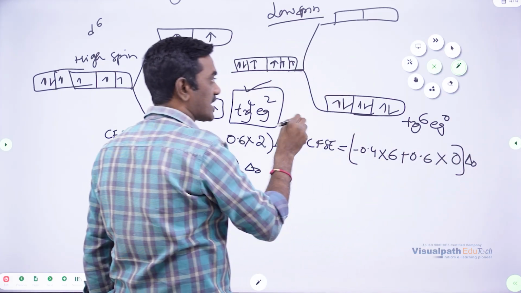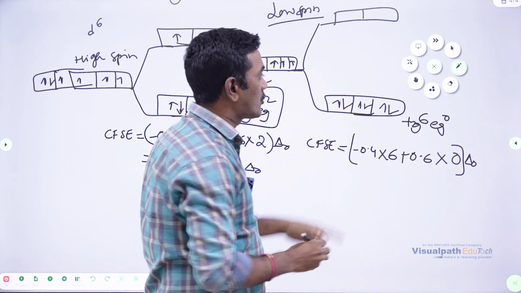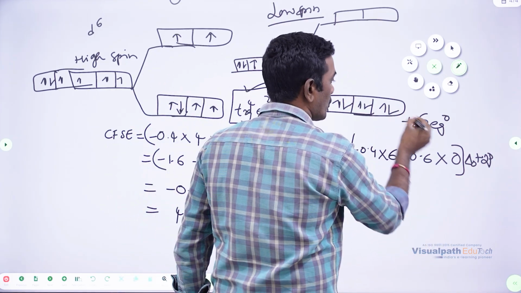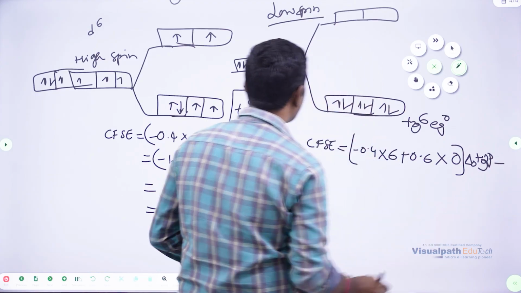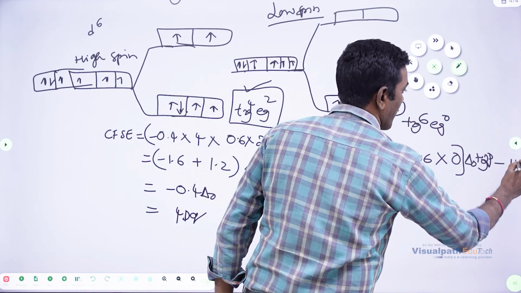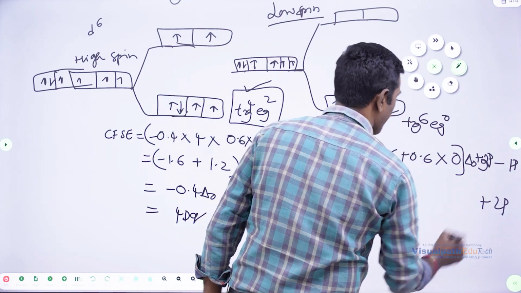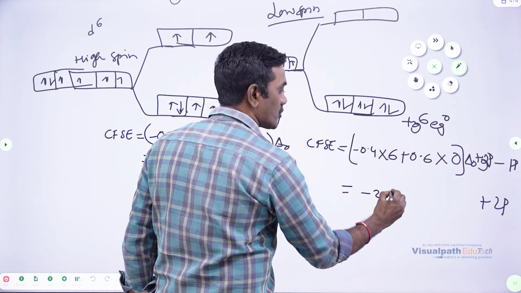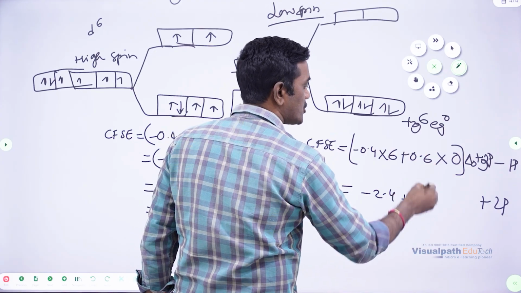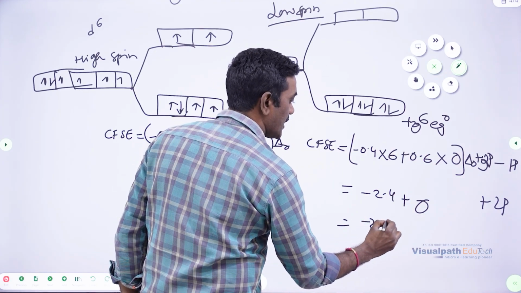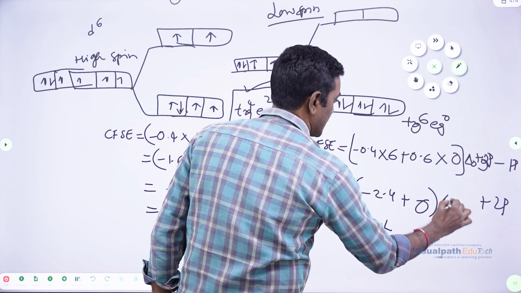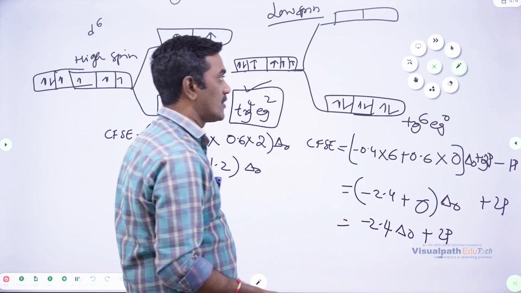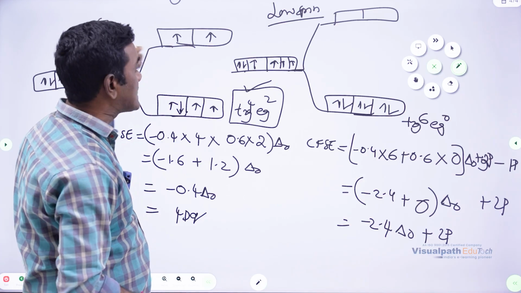How many pairs are there here? One, two, plus 2 pairs. Sorry, not 2 pairs, 3 pairs it is going to be. How many pairs are there here before? One pair. So it's going to be 2 pairs. Right? Here it is going to be 6 fours are 24, minus 2.4, plus 0. And so it is going to be minus 2.4 delta naught plus 2P. So this is the calculation for d6.